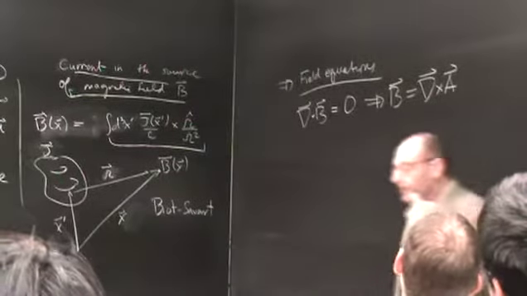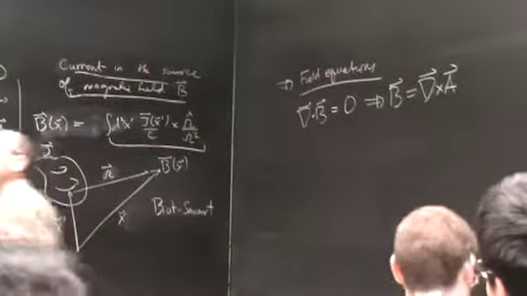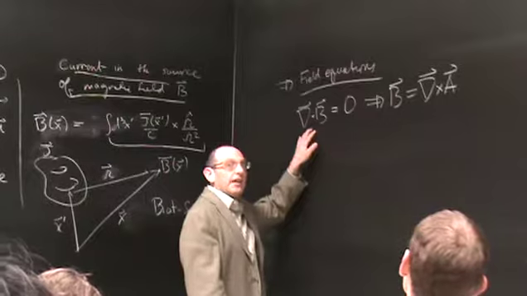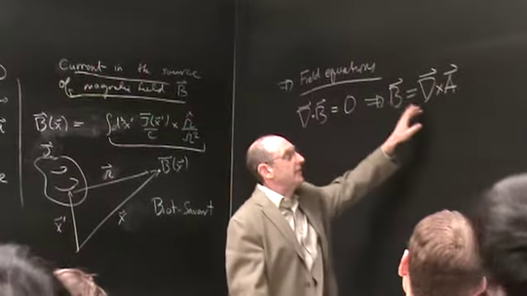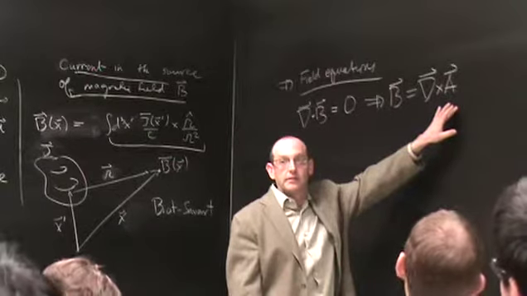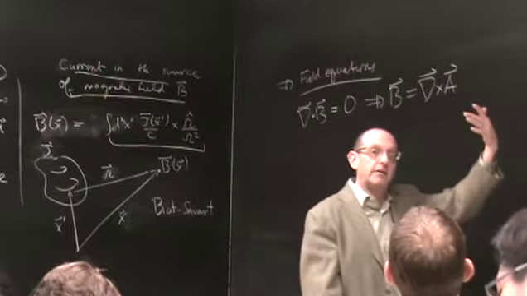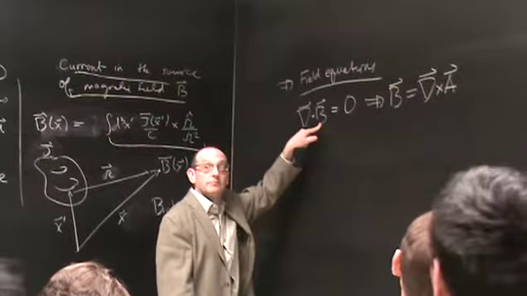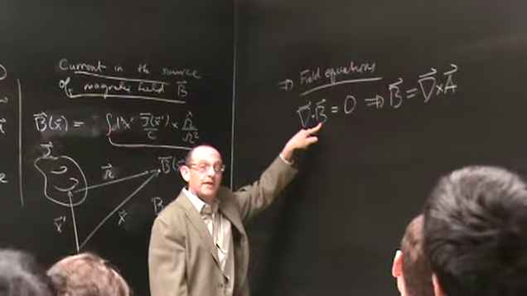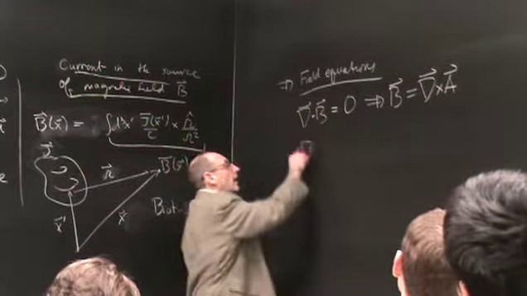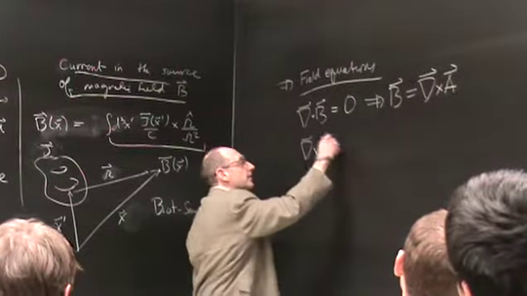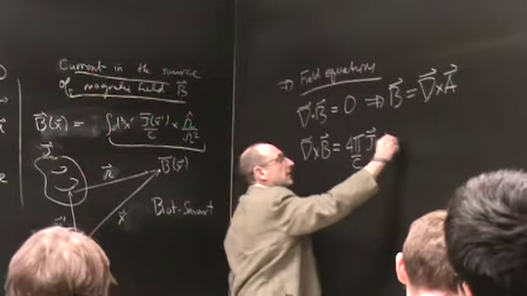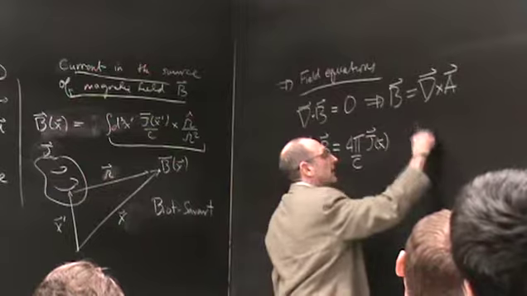any vector field is determined by its divergence and its curl. Since the divergence is 0, it must be the case that the magnetic field is the curl of some other field. There's no piece that's the gradient of a scalar, because that's related to the divergence of B, which is 0. Go back and look at Helmholtz theorem again. The curl of B is not 0. It's given by 4 pi times J over c. And that is Ampere's law.